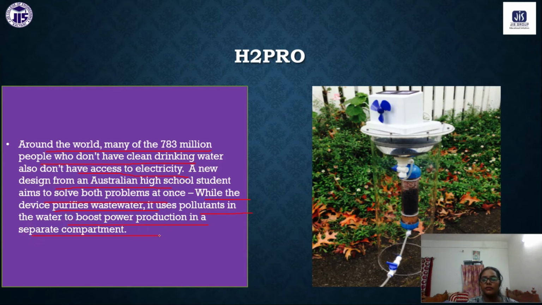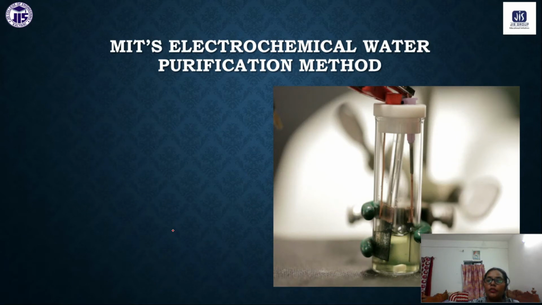In a separate compartment, it can produce power. So this instrument can purify the water, and with the help of that waste material, it can also generate power. This is called the H2 Pro machine. This is also one type of innovative technology that we can use to clean the water. Next is MIT's electrochemical water purification method.